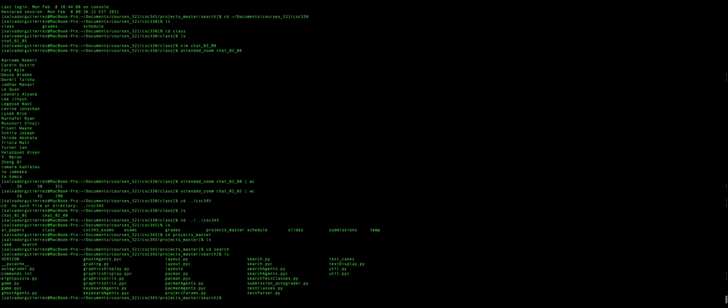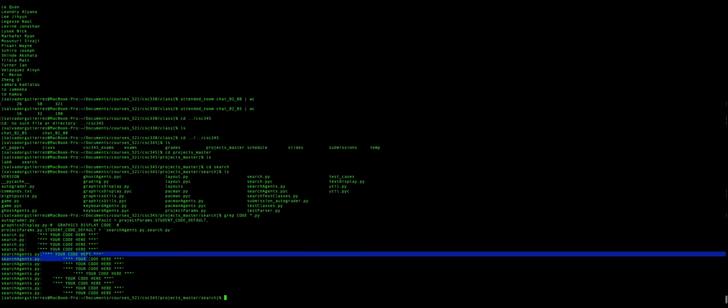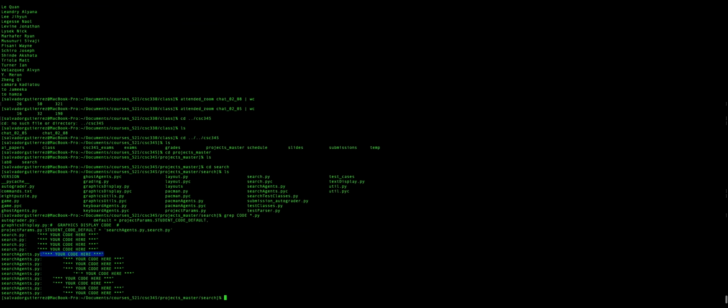Let's see if this works. Grep code. So you have a string telling you to insert code in search.py in 4 parts, and searchAgents.py also would need to be modified. So those are the only 2 programs that you need to modify. Please do not modify anything else. It is very dangerous to change any code that is not the code where you're allowed to write.